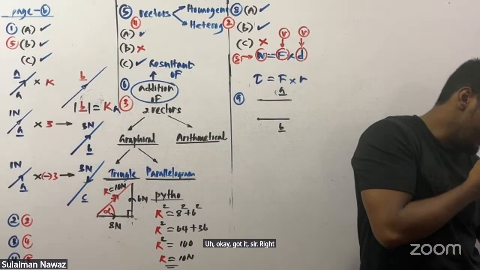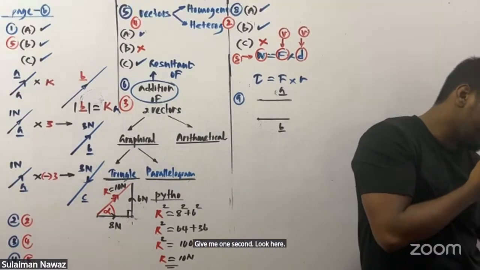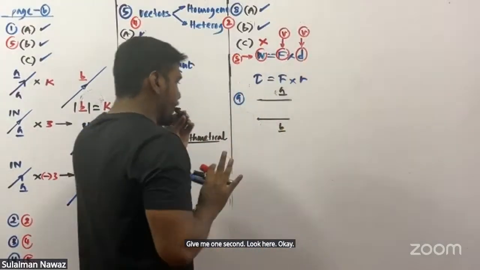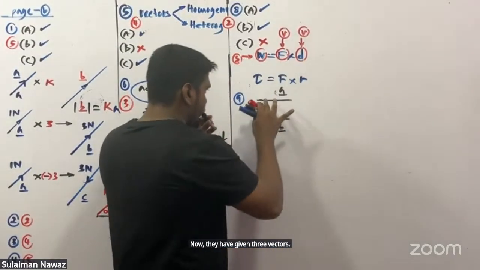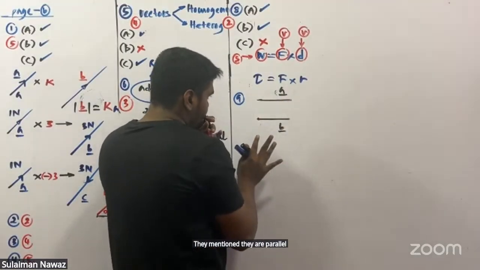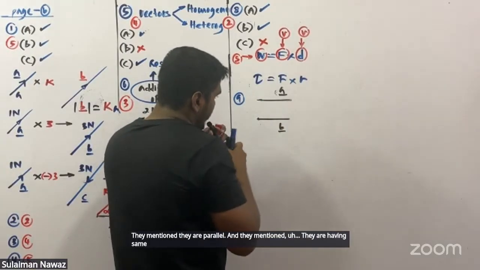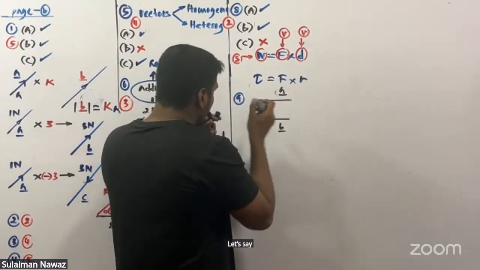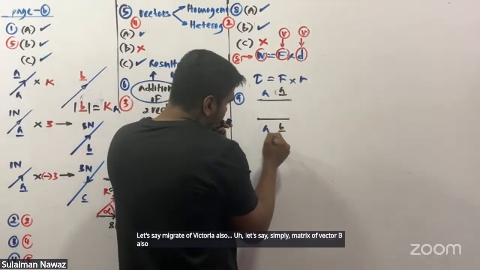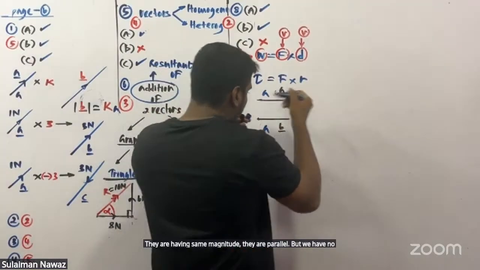Right. Look here. Wait a minute. Give me one second. Now they have given two vectors. They mentioned they are parallel, and they mentioned they have the same magnitude. Let's say the magnitude of vector A and the magnitude of vector B are the same. They are parallel. But we have no idea, this is your vector A.